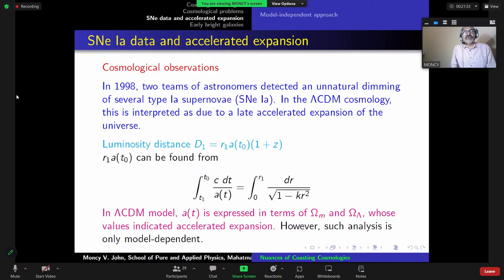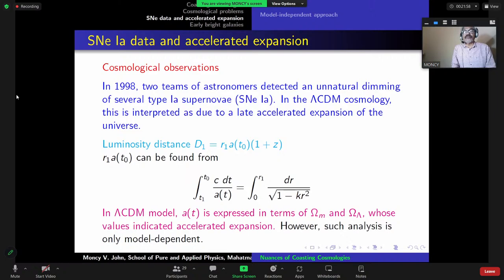Lastly, we consider some cosmological observations. A very important observation is that of the type 1a supernova. In the lambda CDM model, this unnatural dimming of type 1a supernova is interpreted as due to a late accelerated expansion of the universe.